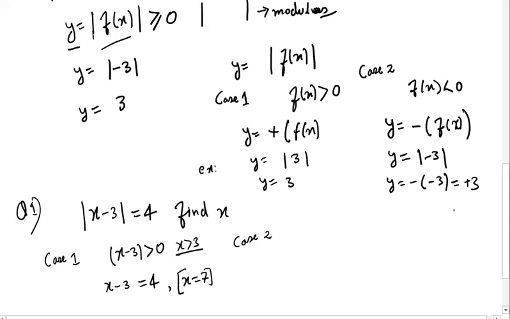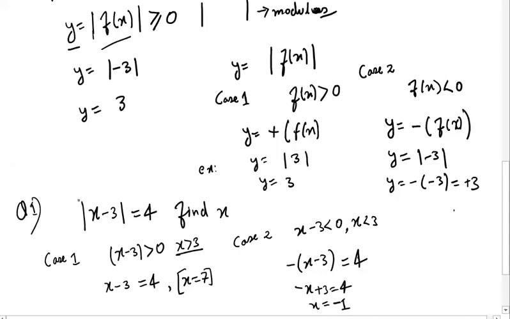Now case 2. Case 2, when x minus 3 is less than 0, which means when x is less than 3. Now we know that if it is less than 0, I should put one negative sign in front of this. Yes or no? Now this is equal to 4. If you solve this, then we will get minus x plus 3 is equal to 4, or x is equal to minus 1. Yes or no, everyone?